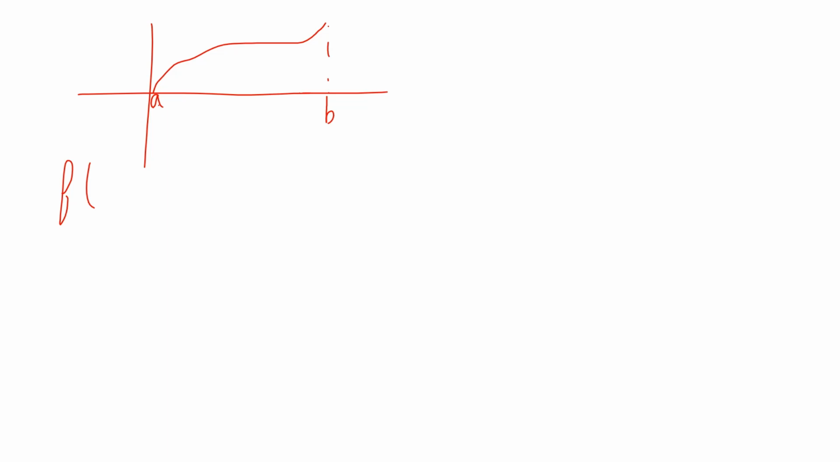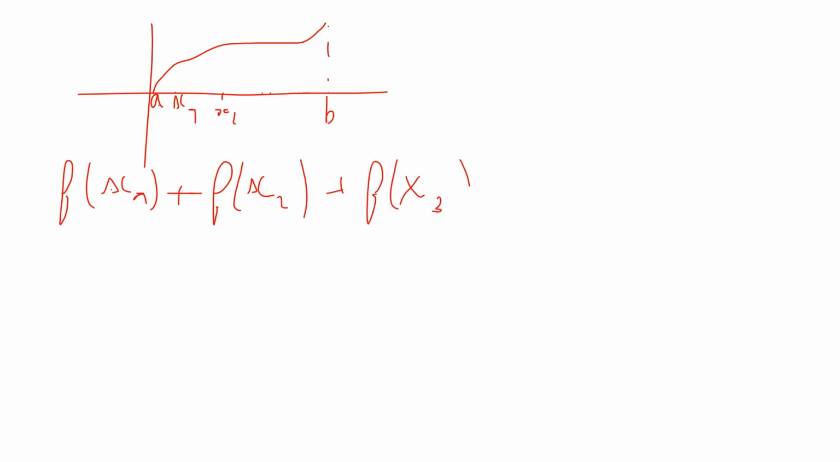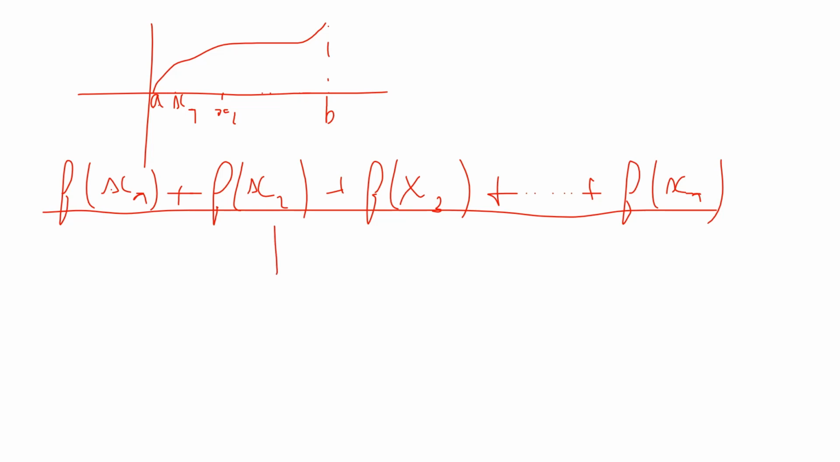Let's say that this is x1, x2, and so on. So what we want to find is just the sum f of x1 plus f of x2 plus f of x3 plus all the way to f of xn, where xi, from x1 to xn, are all in [a, b]. And then we need to divide this whole thing by b minus a.